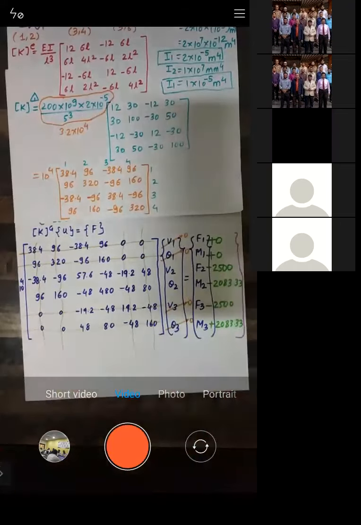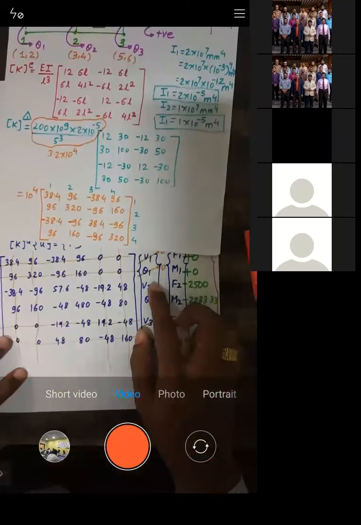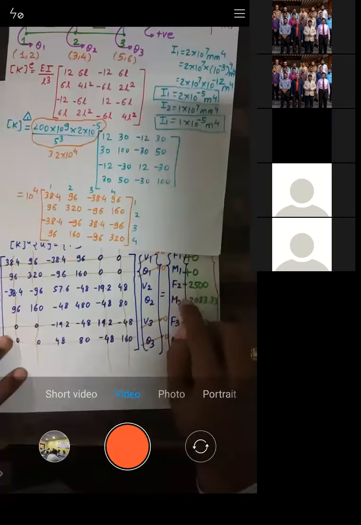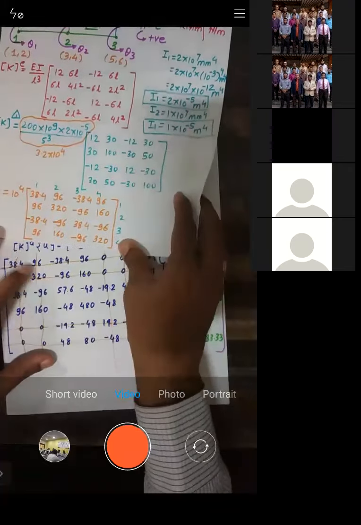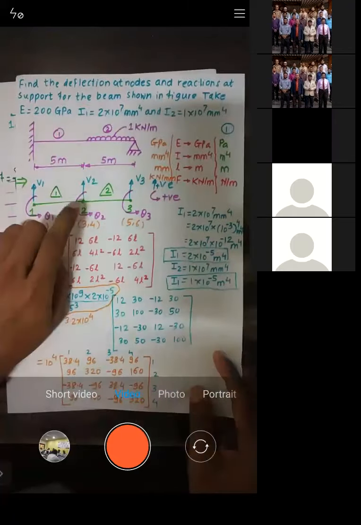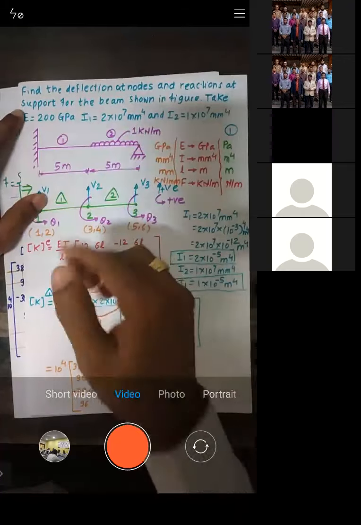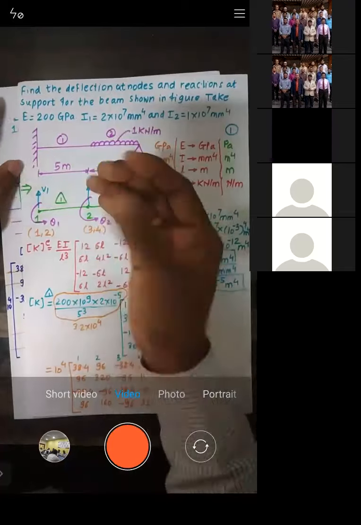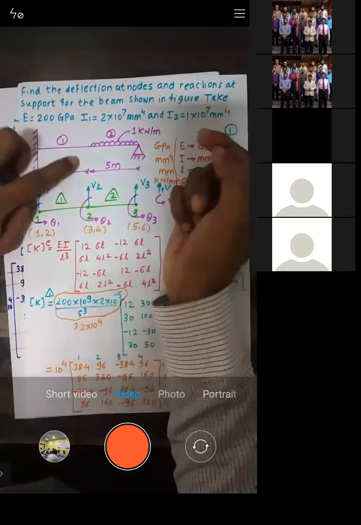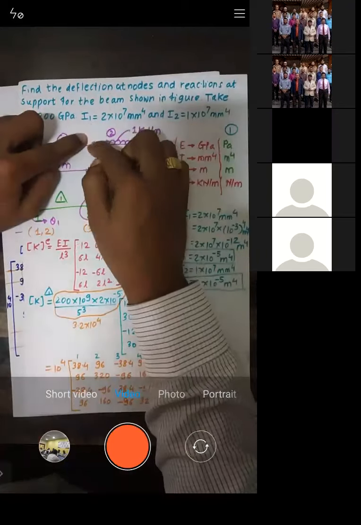Now we need to solve this equation. We are interested in getting the values of V2 and theta 2. To get V2 and theta 2, you should know F2 and M2. So is there any force applied at node 2? Is there any point load going downward at node 2, or any moment like 3 kilonewton meter or 4 kilonewton meter applied at node 2, at this point in the problem? Is any point load given?